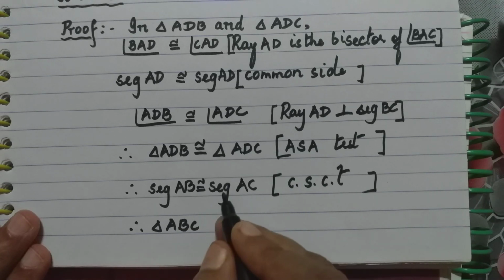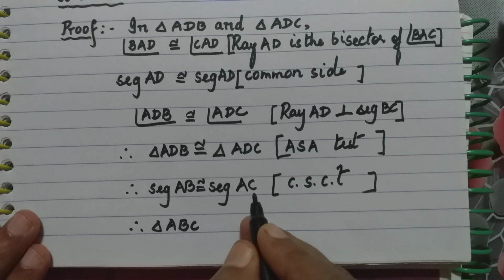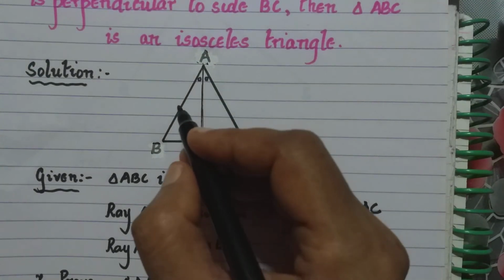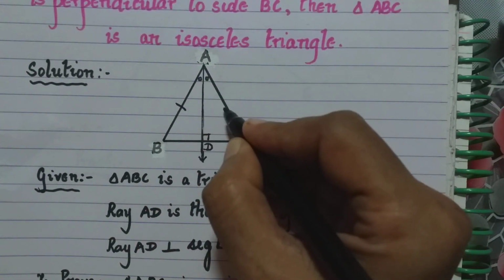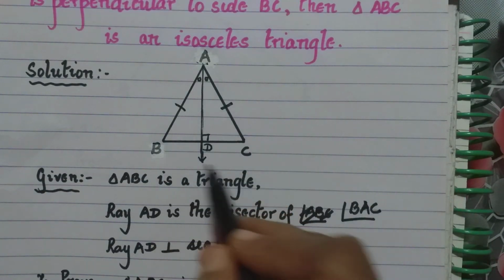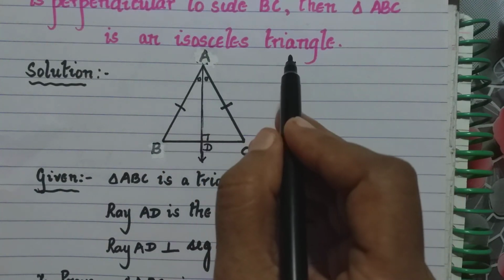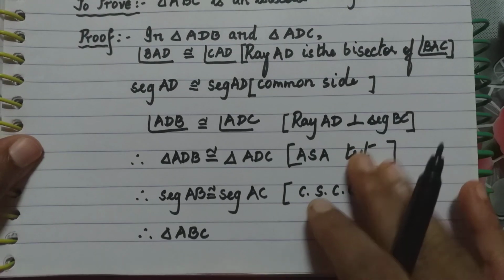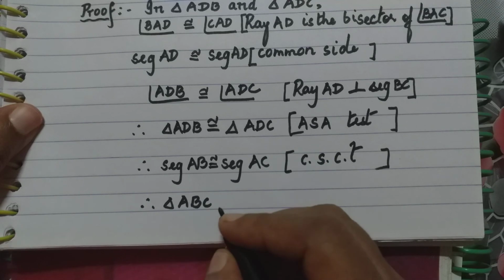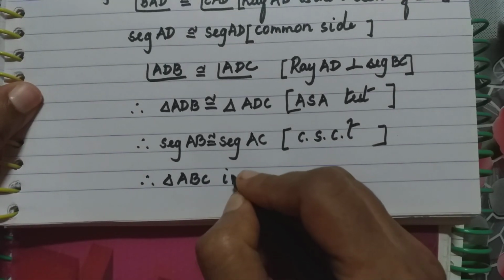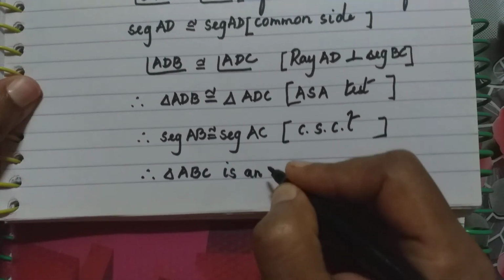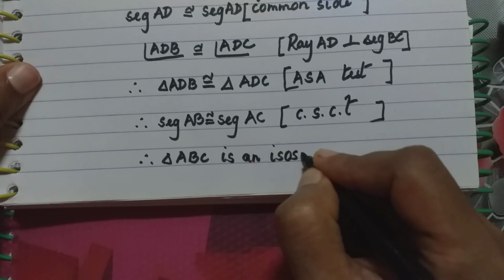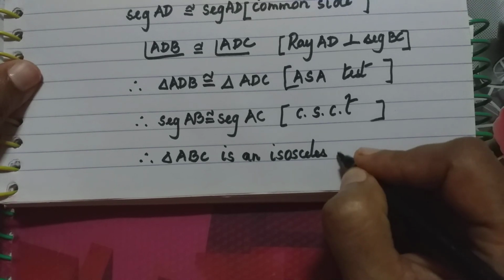Therefore, once this pair of sides is congruent, we can say here, look at the triangle, segment AB is congruent to segment AC. Now, is triangle ABC an isosceles triangle? Yes. Therefore, triangle ABC is an isosceles triangle.